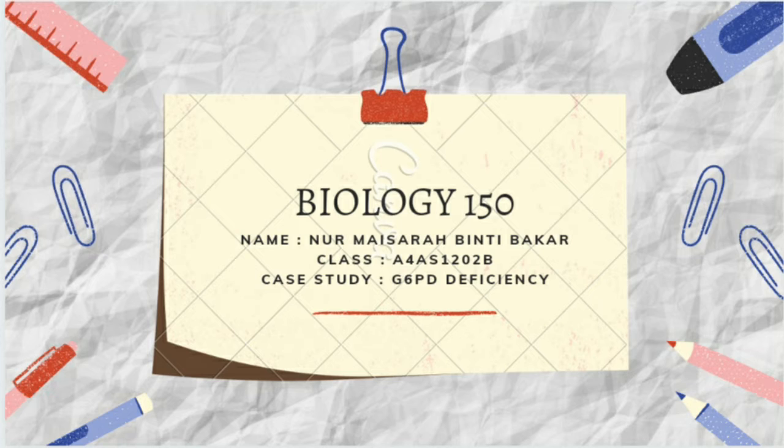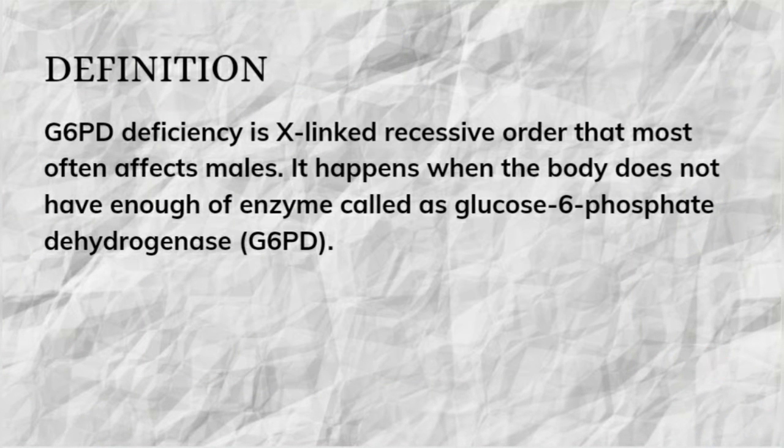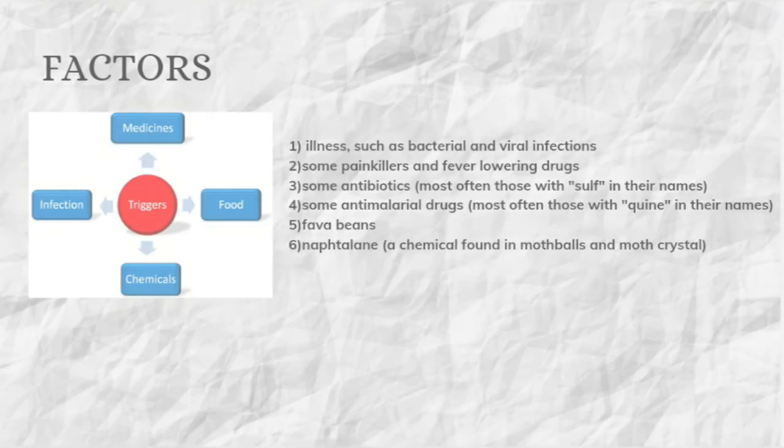I am from F4AS120-B. So in this video, I will be talking about my case study, which is G6PD deficiency. First of all, the definition for G6PD deficiency itself is an X-linked recessive disorder that most often affects males, and it happens when the body does not have enough of an enzyme called glucose 6-phosphate dehydrogenase.